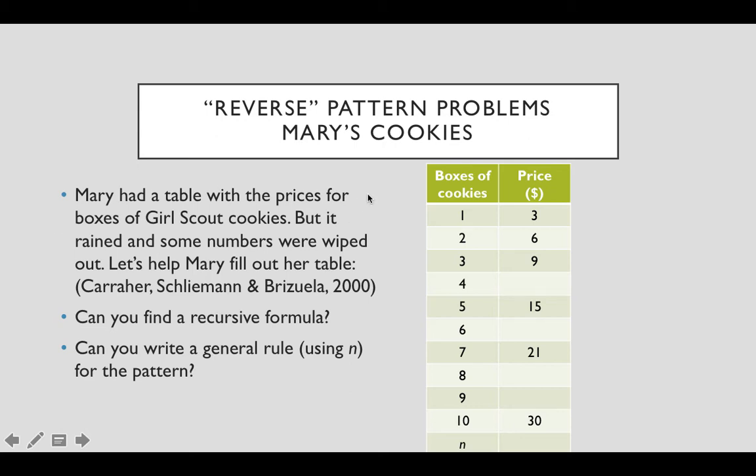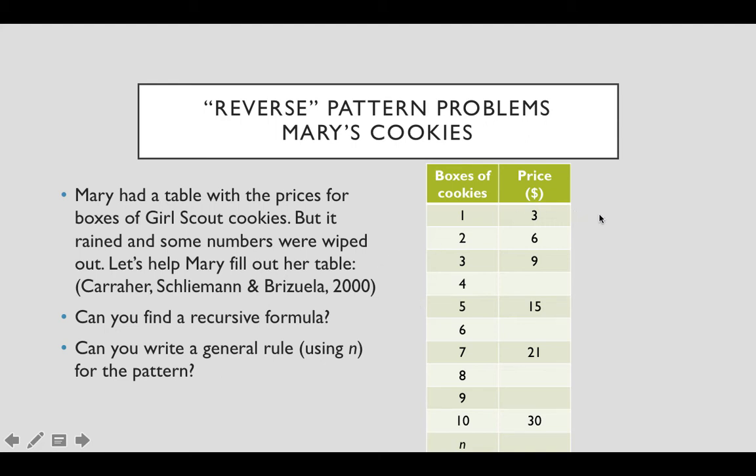Mary had a table with the prices for boxes of Girl Scout cookies, but it rained and some numbers were wiped out. Uh-oh. Let's help Mary fill out her table. So we want to see if we can find the recursive formula, and then see if we can find a general rule using n for the pattern. Now, when we look at this, we have some of the data, but we don't have some of the data.